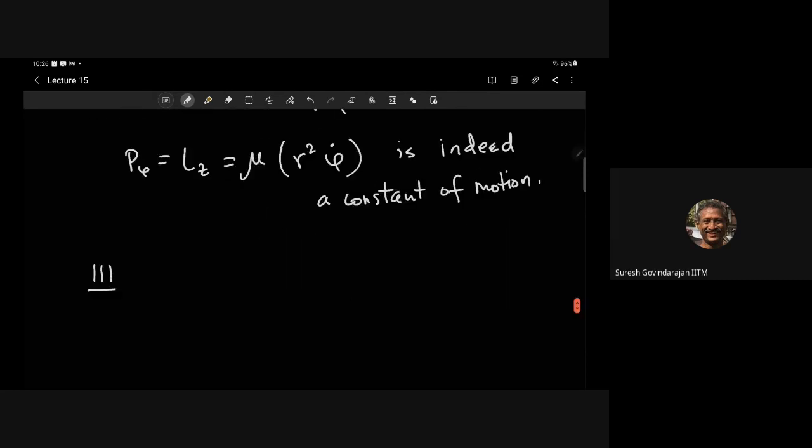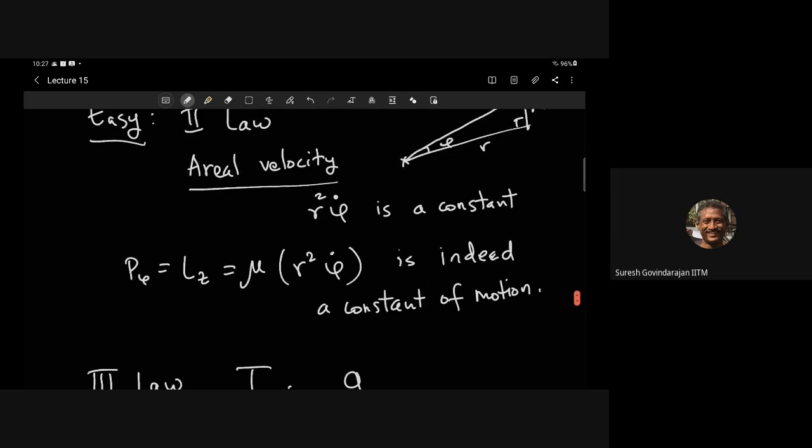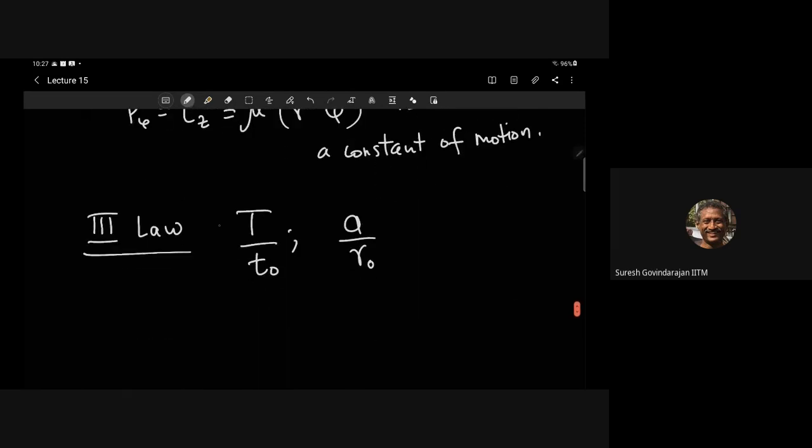The third law is also very interesting. What we know is that whatever is t, it should be measured in units of little t naught. You agree? And a, you have to divide by r naught. What I'm trying to get at, you will see, is that T will be some constant times t naught.